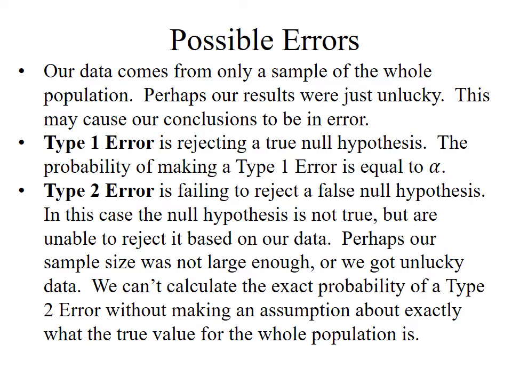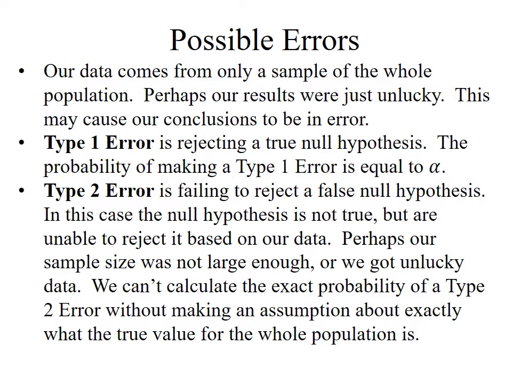Type 2 error is a little messier. That's what happens when we fail to reject a false null hypothesis. So in this case, the null hypothesis is false. We got some data, but we couldn't reject the null hypothesis. So yeah, we've made a type 2 error. Maybe our sample size wasn't big enough. Maybe we just are unlucky. There's a million things that could cause this. We can't calculate an exact probability of that.